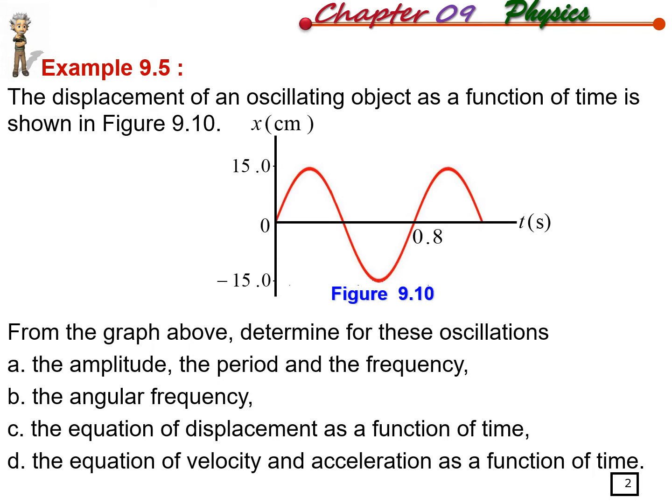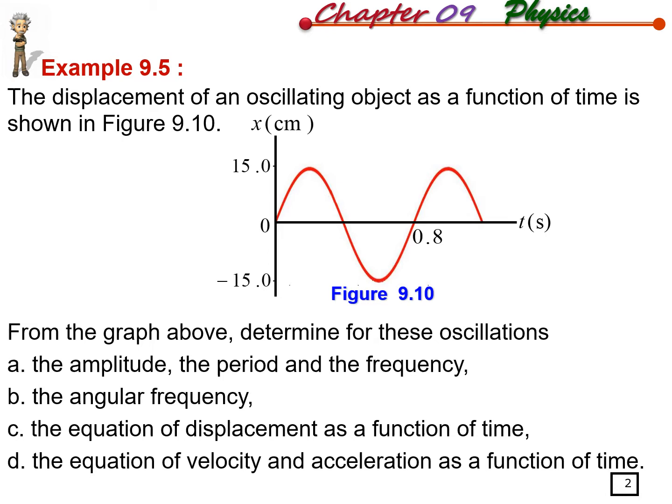From the graph above, they wanted to determine for this oscillation the amplitude, period, and the frequency. For B, angular frequency, and C, equation of displacement as a function of time, and then D, equation of velocity and acceleration as a function of time.